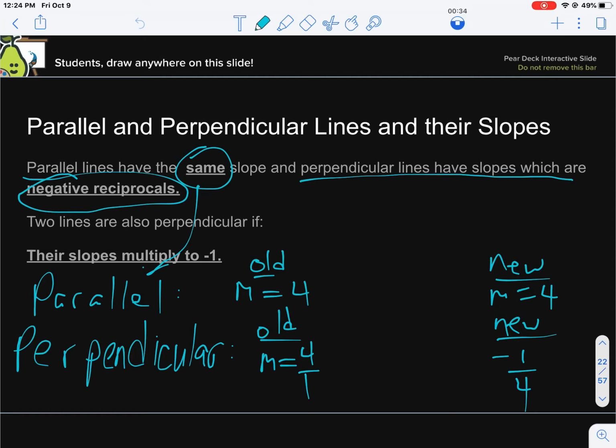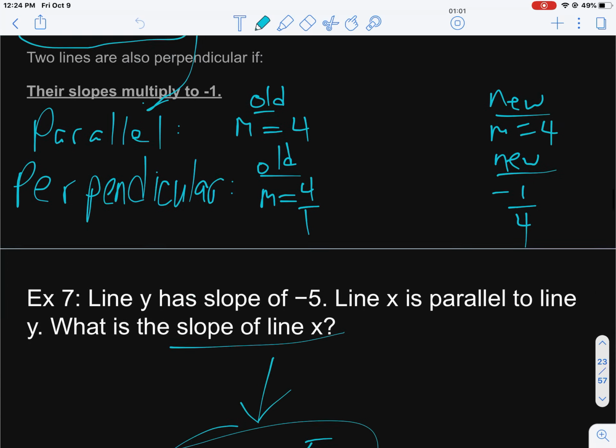So what that means is, if you see down below, if the slope we start with is 4, okay, a parallel line would have a slope of 4. If we have a slope that's 4 or 4 over 1 and the lines are perpendicular, then we would switch the numerator and denominator and we would just change the sign of the original slope. So we go from 4 over 1 to negative 1 over 4 for perpendicular slopes.